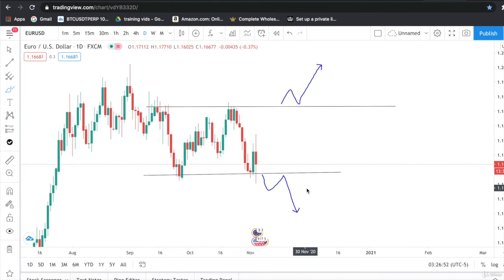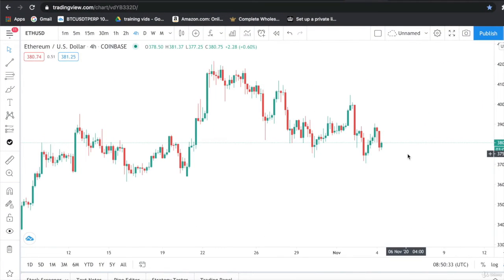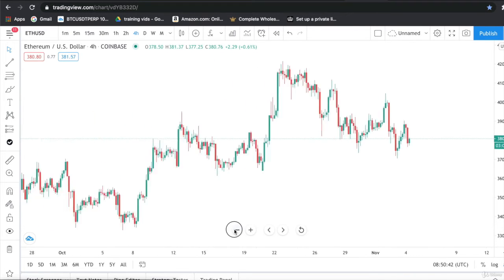Let's go find another example. This is the Ethereum and the US dollar chart. This is the 4-hour chart. Let's find the major support and resistance on this pair. Let's zoom out a bit.